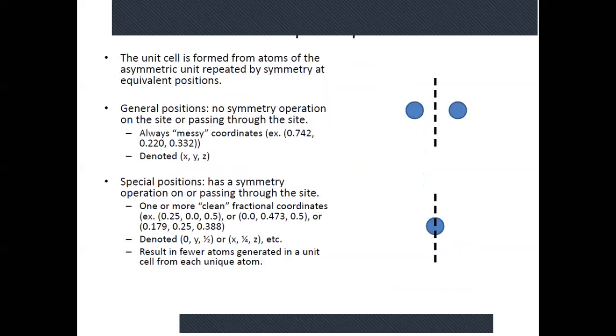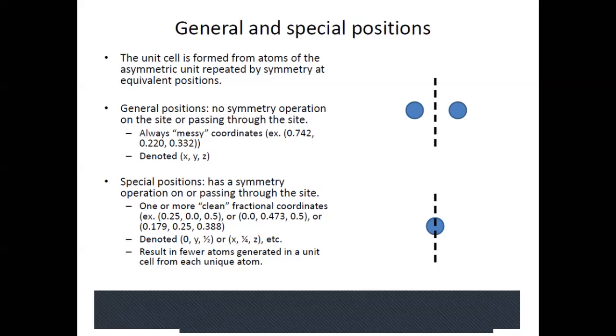So again, we have two types of coordinates. We have special positions and we have general positions. As I said earlier, general positions are messy coordinates. Their numbers don't have clean fractional coordinates. Special positions have symmetry operators that pass through the site. So for example, 0.25 0 is a special position, probably an inversion center, or 0, 0.473, 0.5. Since the 0 and 0.5 are special, this could be a rotational axis. So 0, y, 0.5 would tell you this is a rotational axis along the y-axis.